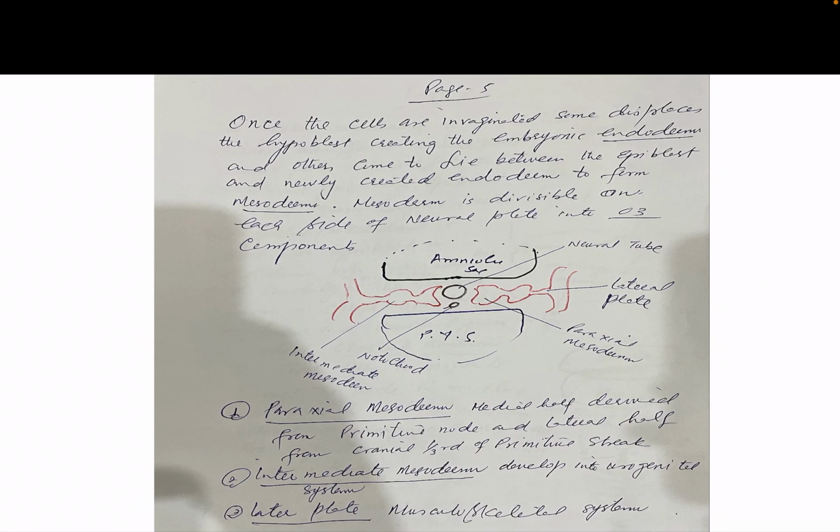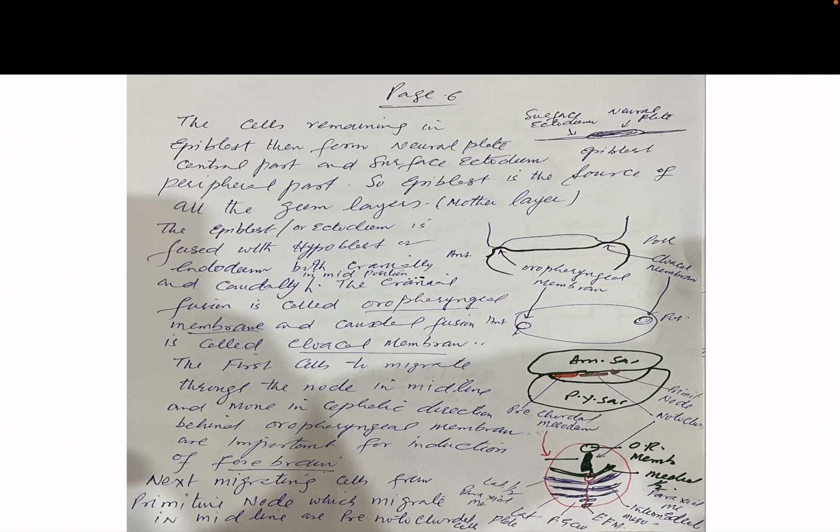The cells remaining in the epiblast: after giving rise to the primitive streak and the cells which migrate from the primitive streak, what is left behind is the epiblast, this one. It is now converted into two components. The central part becomes thickened, multilayered. The peripheral part will remain only 2-3 layers, so that is not very thick. This central thick part will change into the neural tube, whereas the peripheral part is named surface ectoderm.